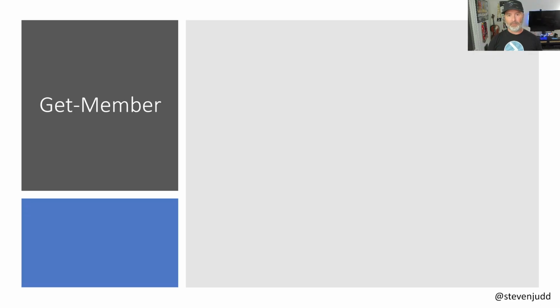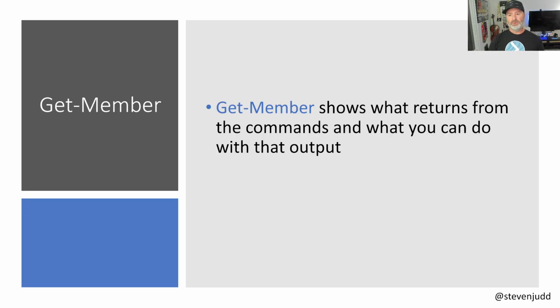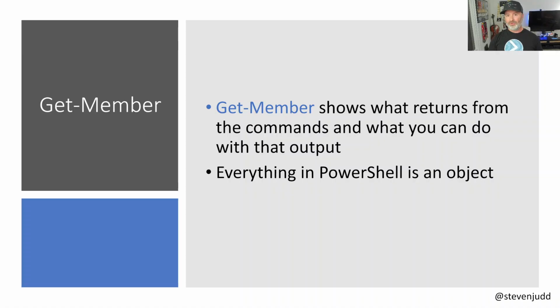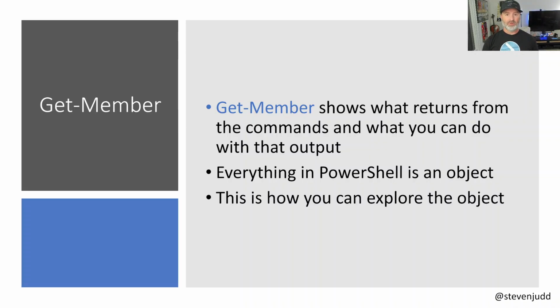All right, so that leads us to the third leg of the tripod, and the third leg is Get-Member. Get-Member shows you what returns from the commandlets. When you run a command, PowerShell is going to show you some stuff on screen in the console. That's cool, but you need to know what you can do with that output because everything in PowerShell is an object. You're not getting just text. What you're getting is a formatted version of the object and its properties. So you use Get-Member to explore the object and do different things with it.